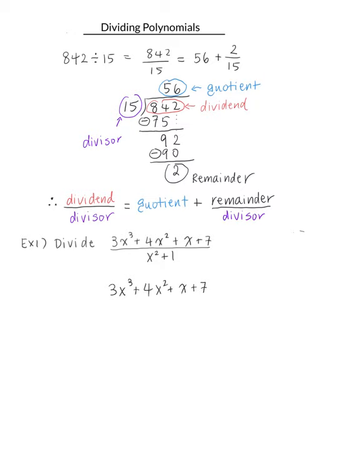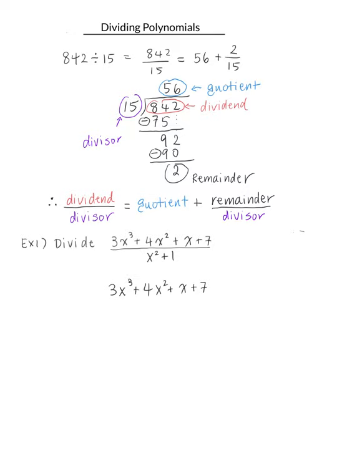Now make sure that none of the variables are missing, meaning if it's going to start from x cubed, then you're going to have x squared and then x and the constant. If something is missing, then you're going to have to make a placeholder by inserting a 0. I'll show you that in a minute. But anyways, let me just set this up.